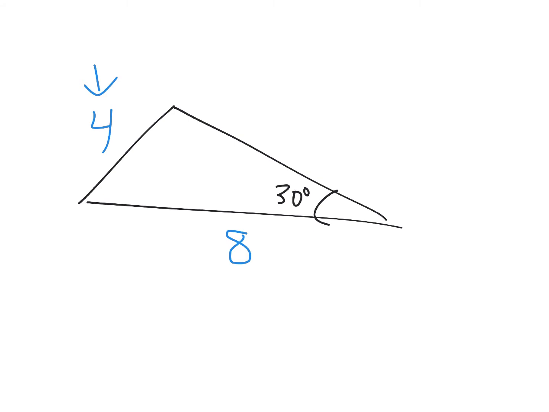Yes, Alec? Because 30 doubled is 60, and then 4. If this was 60 and this was 90, then it would be an 8. Because of the 30, 60, 90 triangle that I had you memorize yesterday.